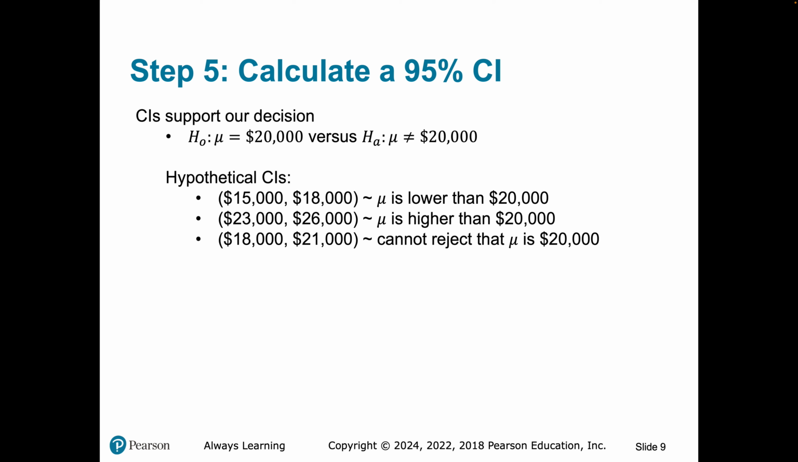So the first two hypothetical confidence intervals, we have statistical significance. The bottom, we do not have statistical significance. So for the top two intervals, my p-value would definitely be less than my alpha. For the bottom one, my p-value would be greater than alpha.